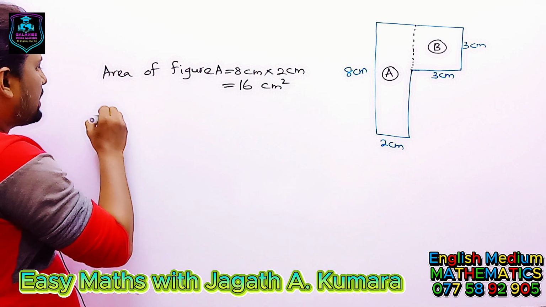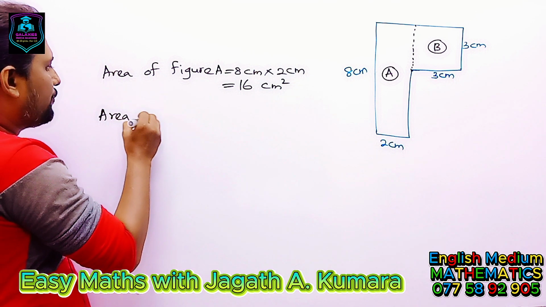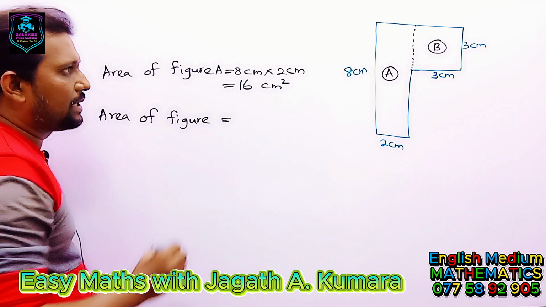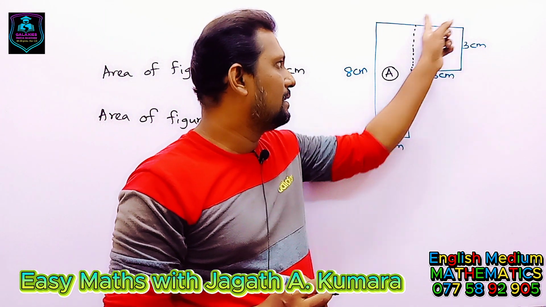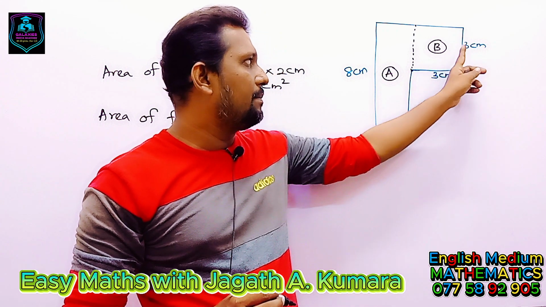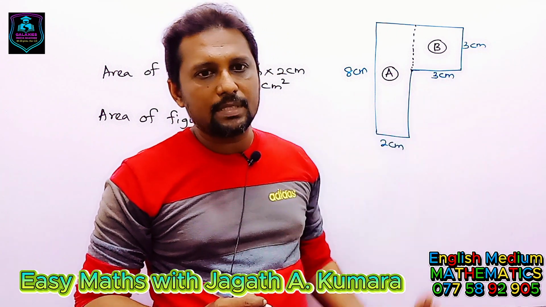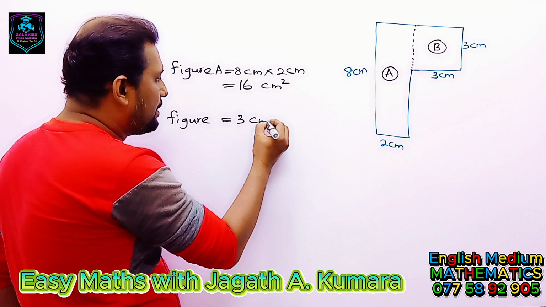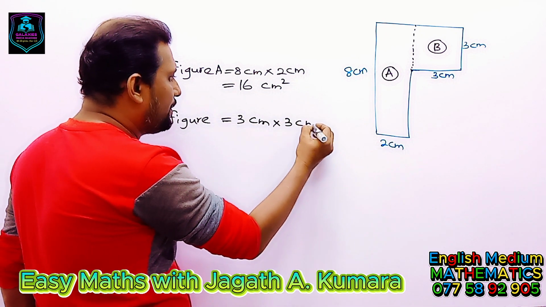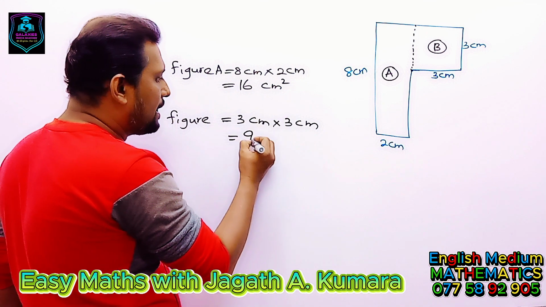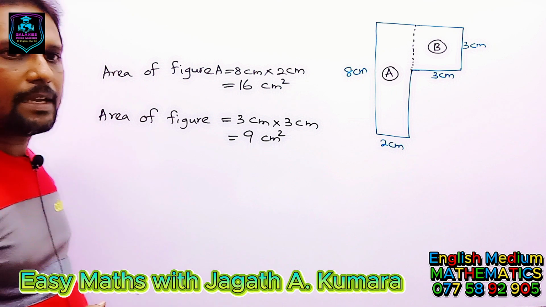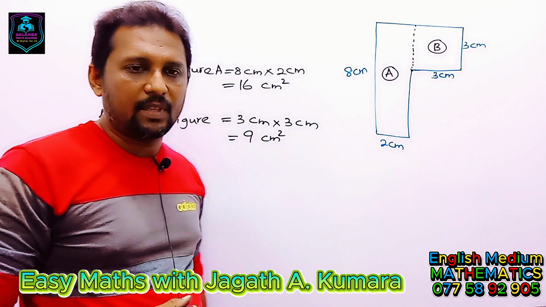Then also you can find the area of figure B. Figure B is like a square shape, length and breadth 3 centimeters and 3 centimeters. Then by multiplying these two values, you can find the area of figure B. 3 times 3 is 9. So the figure B area is 9 square centimeters, right?